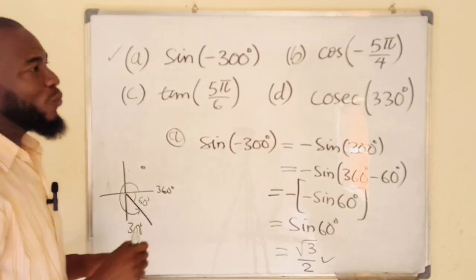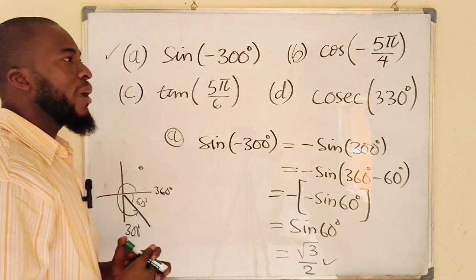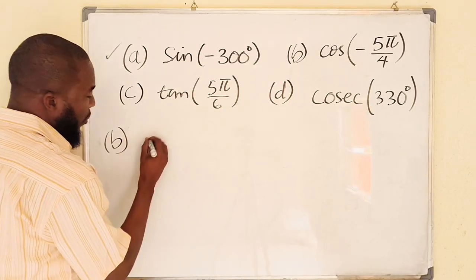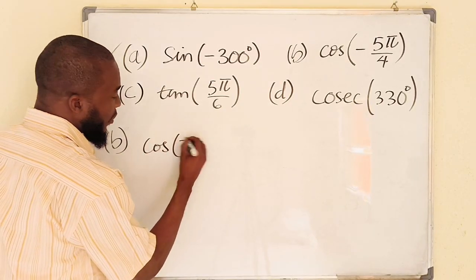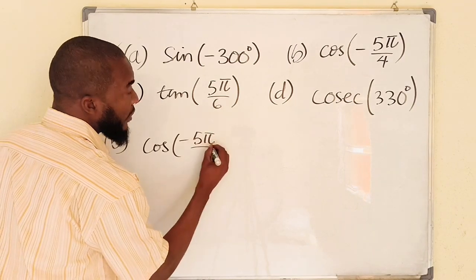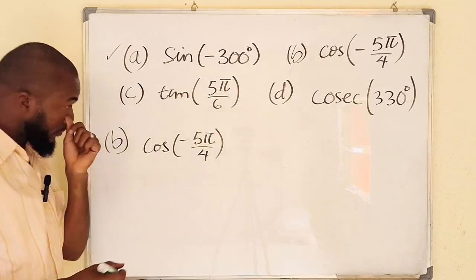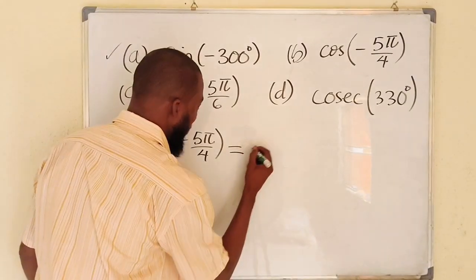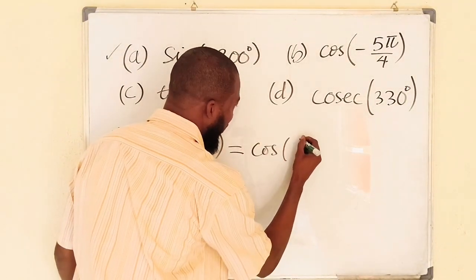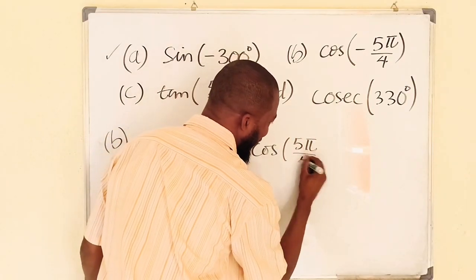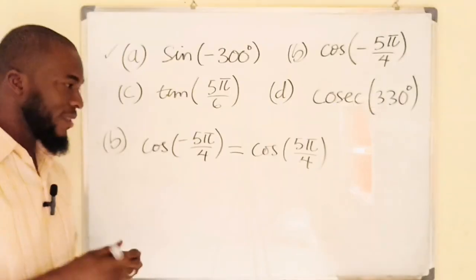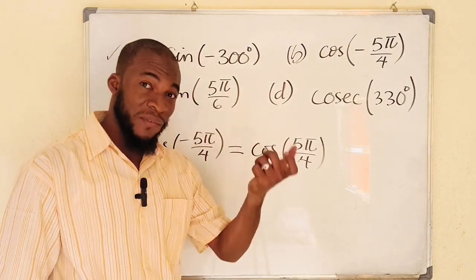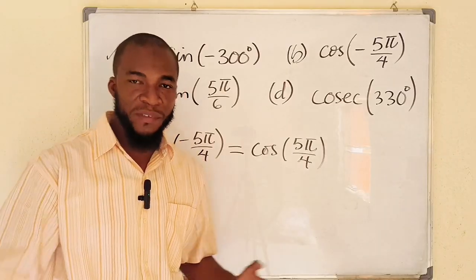Moving on to the second one, which is cosine of negative 5 pi divided by 4. Cosine is an even function, therefore this will be cosine of positive 5 pi divided by 4. Yes, because cosine is even. Therefore, cosine of negative angle will be equal to cosine of the positive angle.